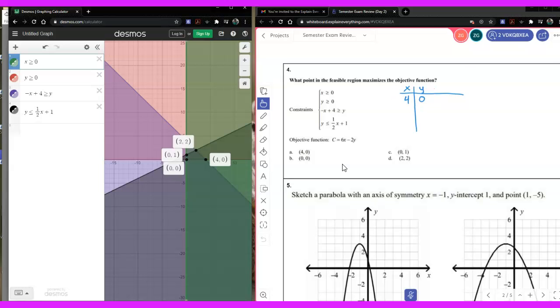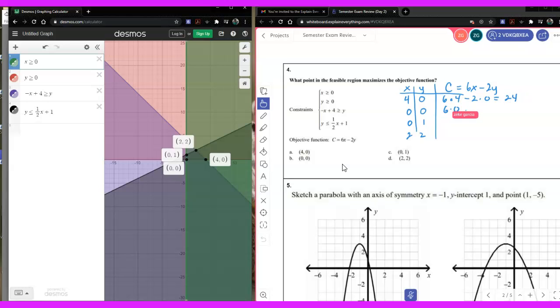So we have 4, 0, 0, 0, 0, 1, 2, 2. And we know that our function c equals 6x minus 2y. And you want to see which is going to give you the maximum. 6 times 4 minus 2 times 0, so that's 24.